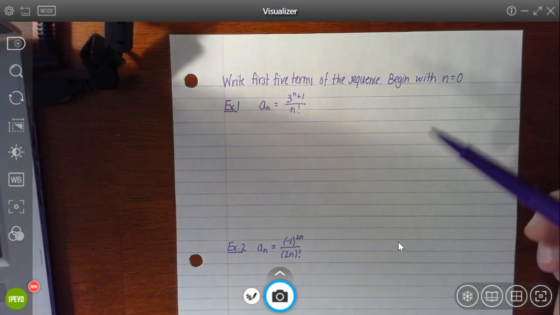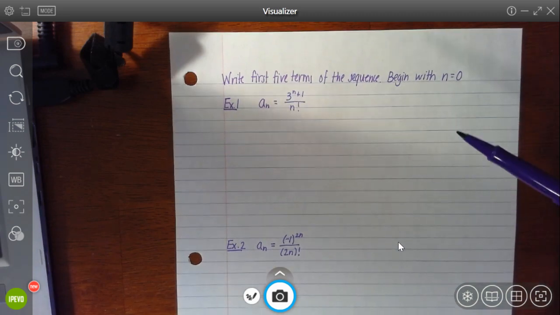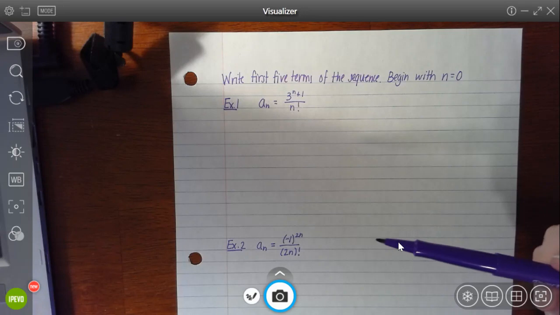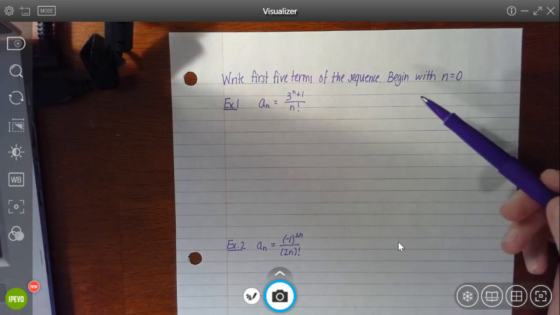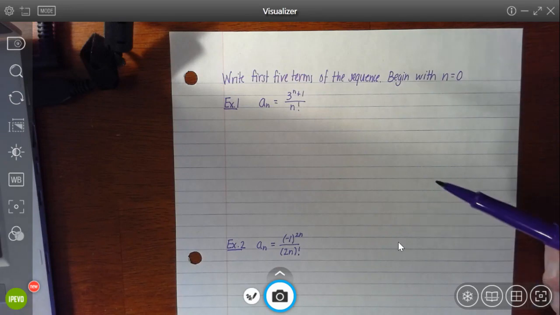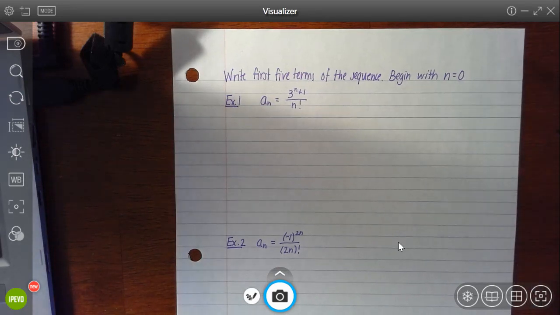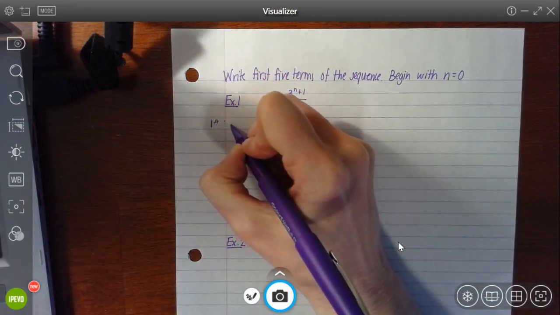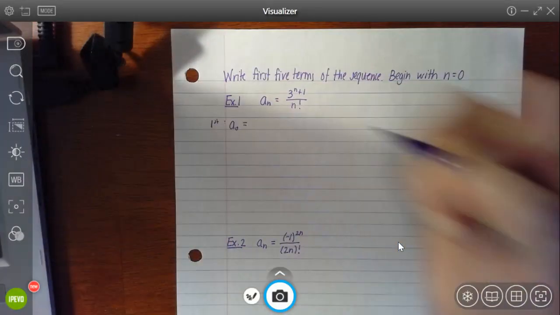All right, in this video, we're going to look at writing the first 5 terms of sequences that involve our new factorial notation. And for these problems, instead of letting our first value be a sub 1, we're actually going to let our first value start with n equals 0. So our first term, instead of being a sub 1, we're actually going to find a sub 0, and we're going to replace n with 0.